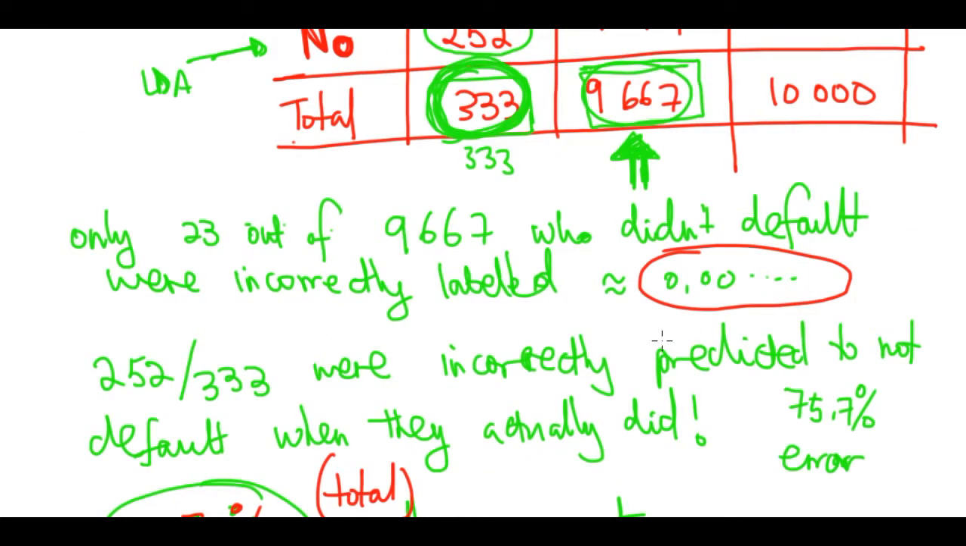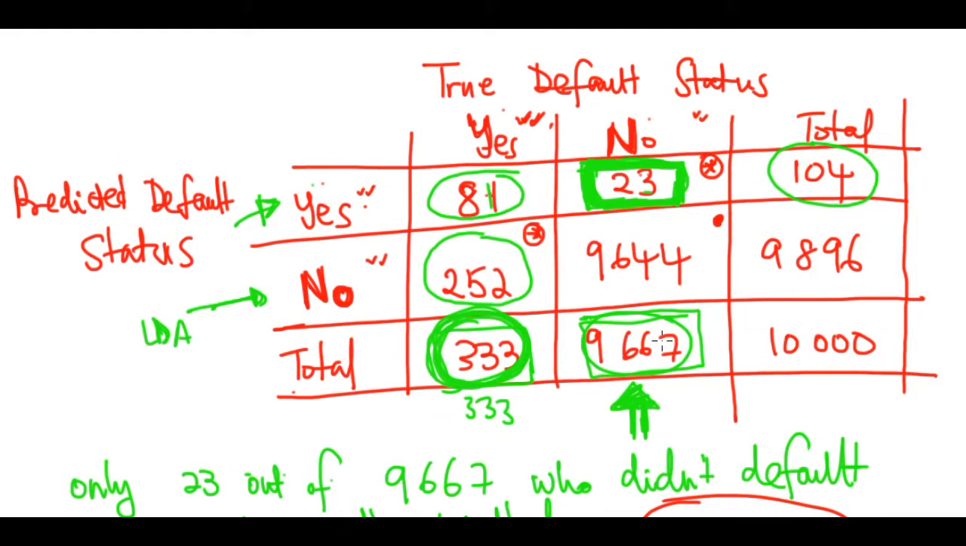Now a credit card company might be trying to identify high-risk individuals, right? How do you identify high-risk individuals? You want to concentrate on how well you are predicting this yes class. That's how you identify high-risk individuals.